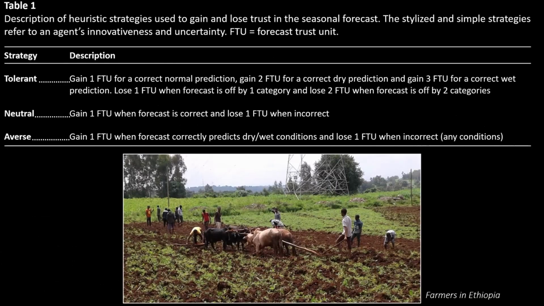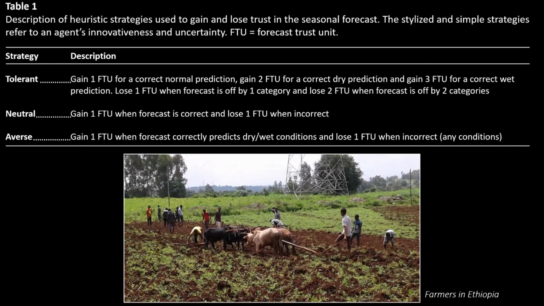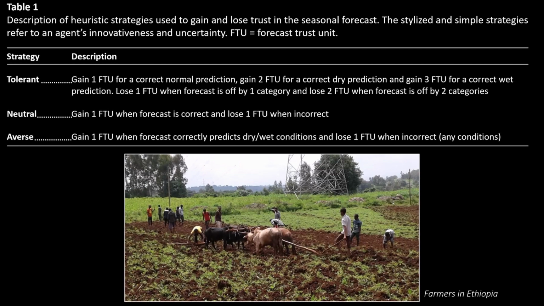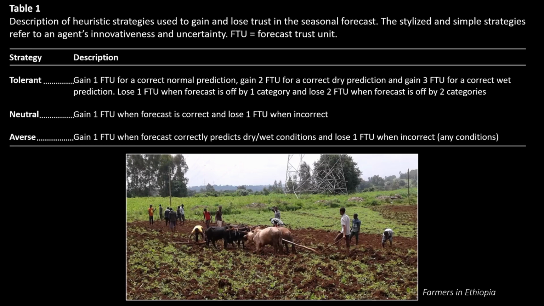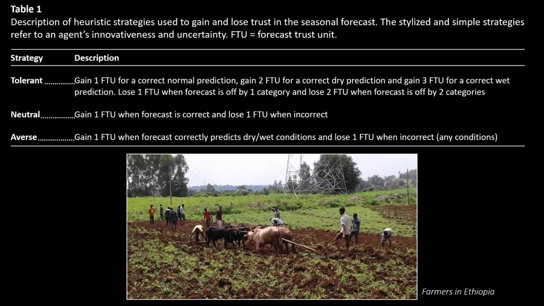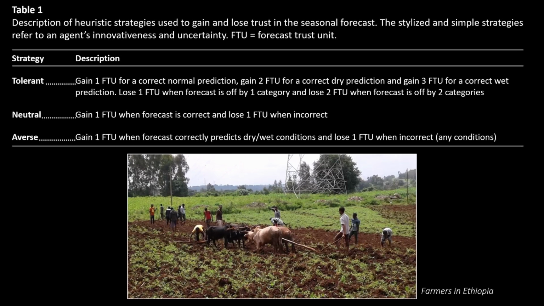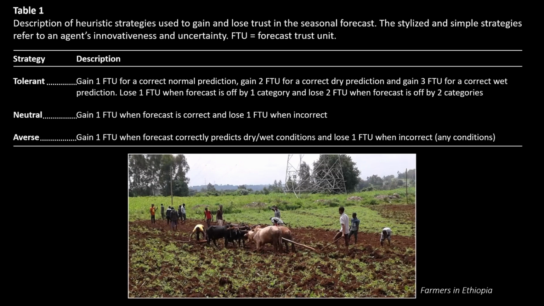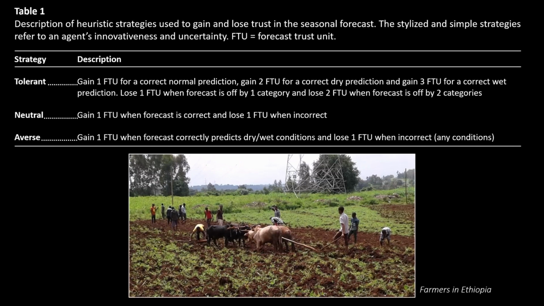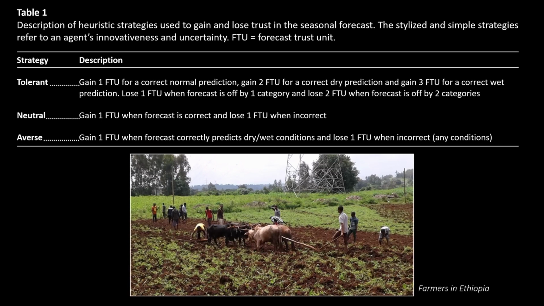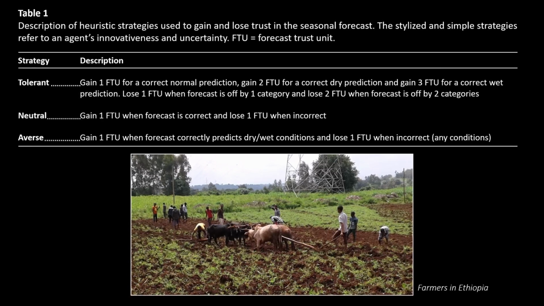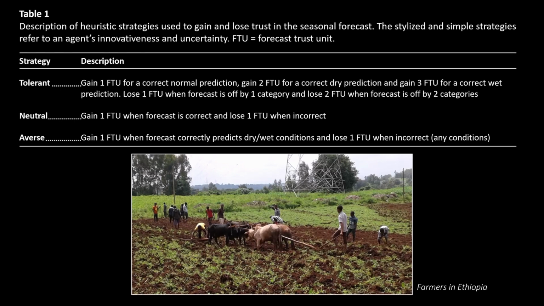In this model, farmers' trust in the forecast is represented by forecast trust units, FTUs. Each group begins with a different level of trust and adjusts its trust differently when a forecast is correct or incorrect. Risk-tolerant, risk-neutral, and risk-averse farmers adjust their trust in the forecast differently, depending both on the type of forecast, normal, dry, or wet conditions for the growing season, and on how accurate the forecast is.